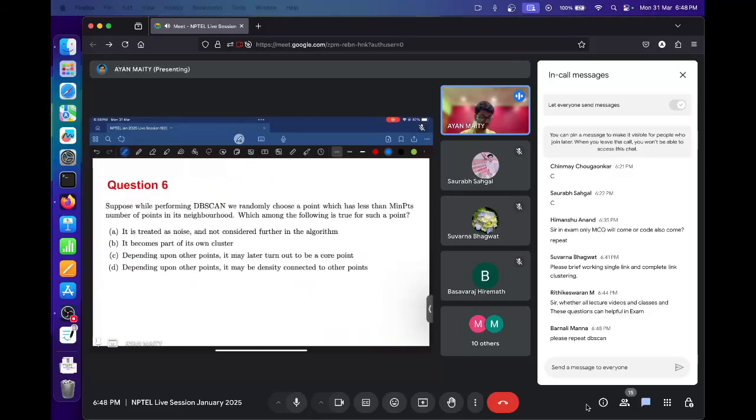Moving on to question 6. Suppose while performing DBSCAN, we randomly choose a point which has less than mean points number of points in its neighborhood. Which among the following is true for such a point? Option A is it is treated as noise and not considered further in the algorithm. Option B says it becomes part of its own cluster. Option C says that depending upon other points, it may later turn out to be a core point. Option D, depending upon other points, it may be density connected to other points.